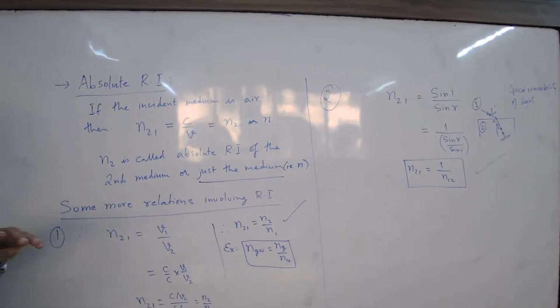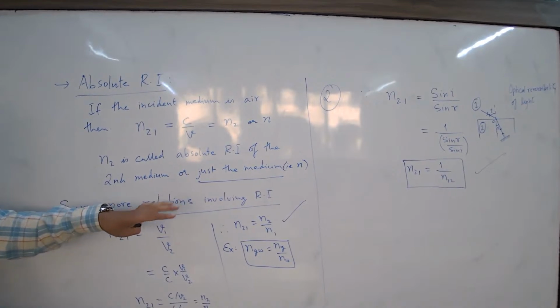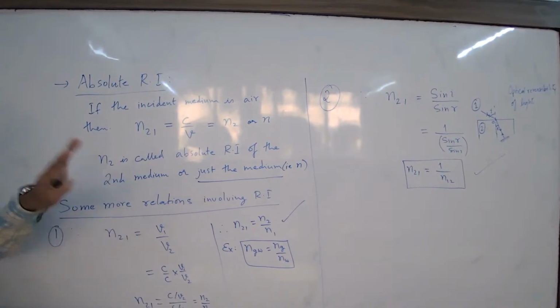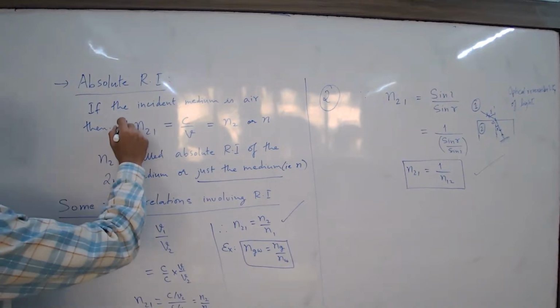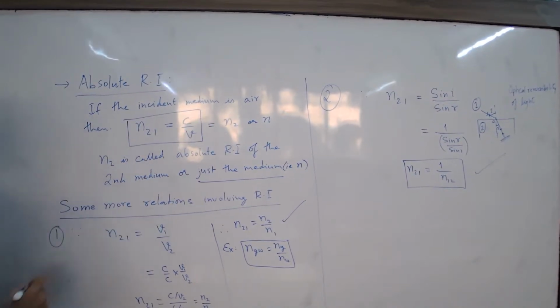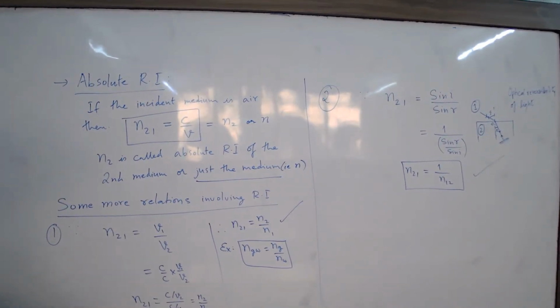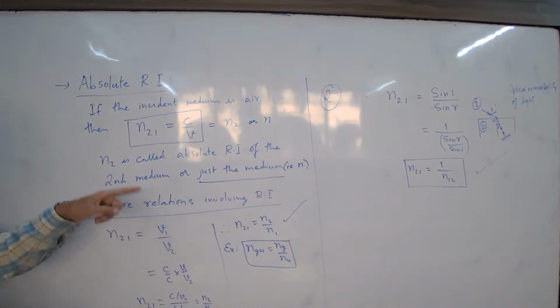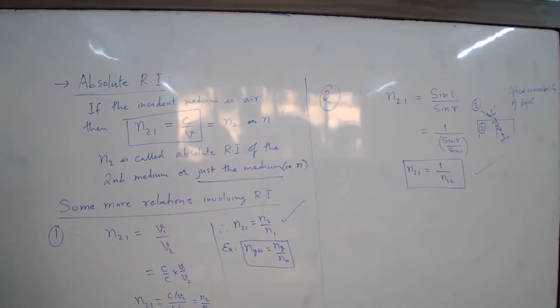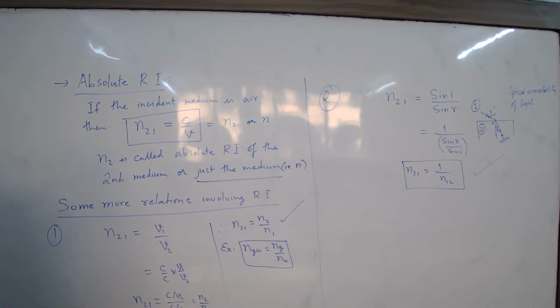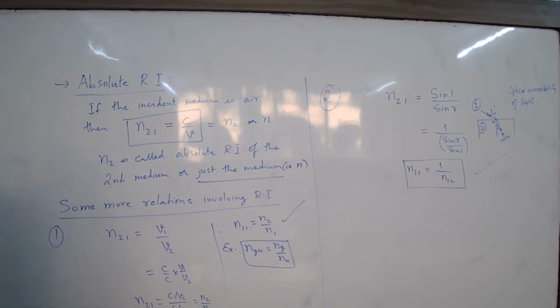So there are so many combinations possible, and for solving numericals, you have to use one of these. Okay? And also this. So 4 relations we have learned. Apart from this, the Snell's law. Okay? 4. So we have covered all the relations related to refractive index.